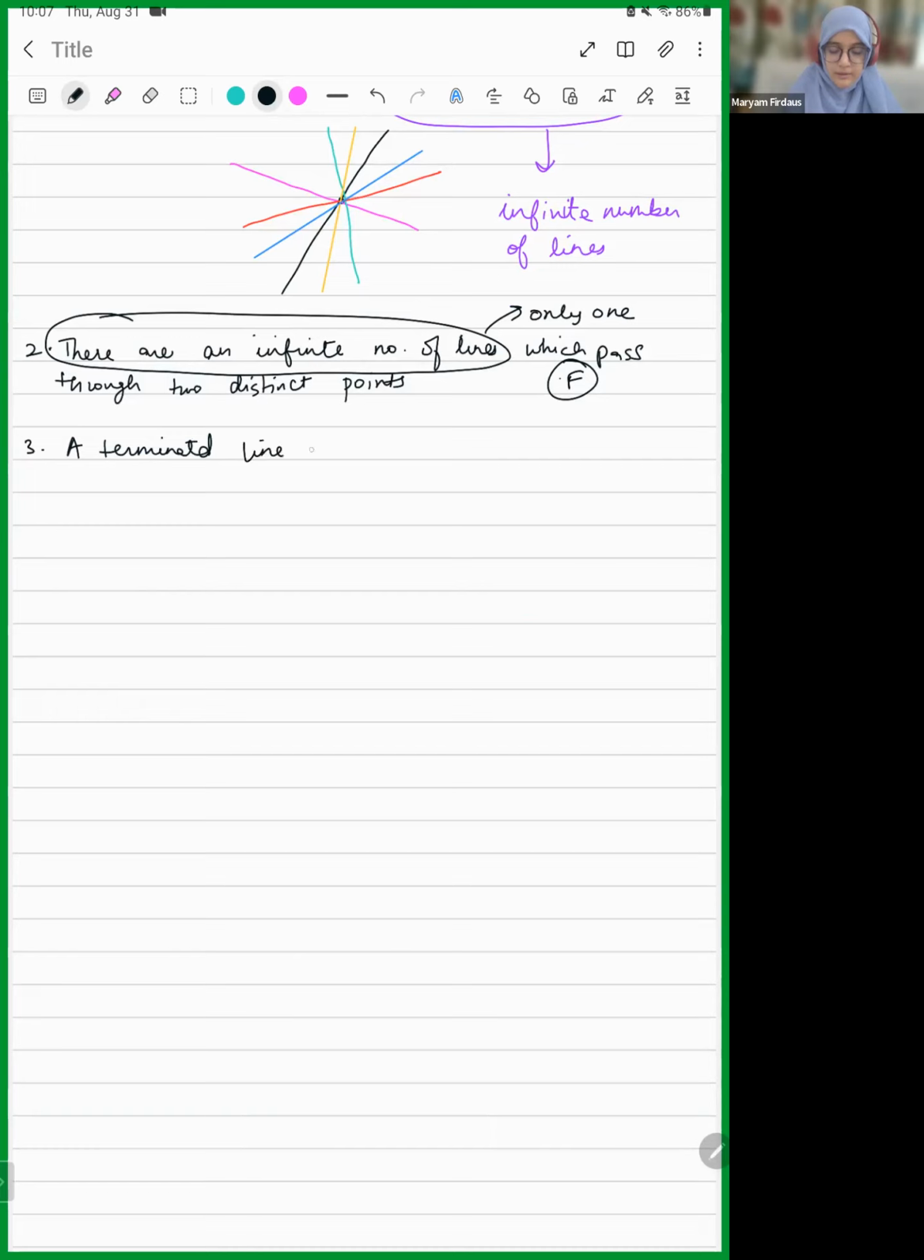All right. The third one: a terminated line can be produced indefinitely on both the sides. Avni, true or false? Yes, ma'am.